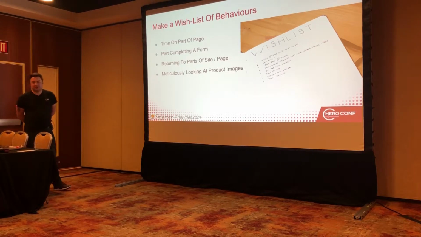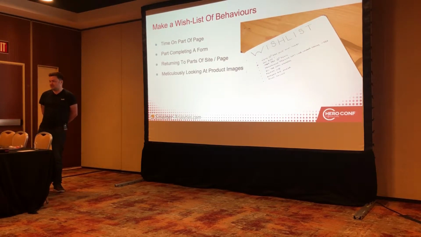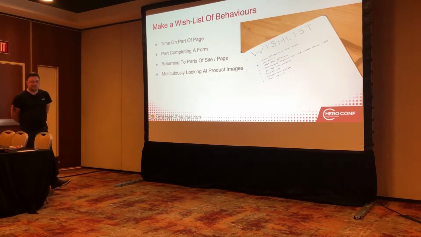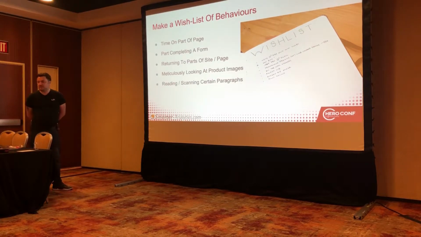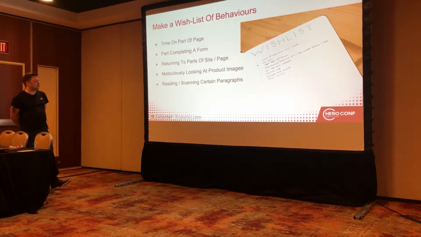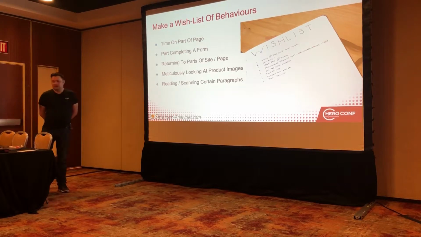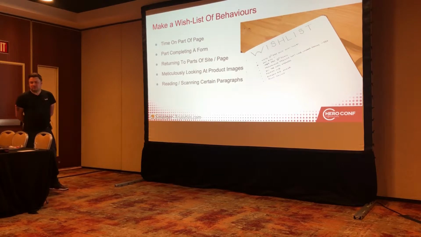Meticulously looking at product images. I've been tracking behaviors like this where people just cannot decide which variant they're going to buy. There's 3 types of blue and they can't pick one. And then they abandon the site because they are faced with too much choice. Reading, scanning certain paragraphs. By reading, I mean taking an interest, and by scanning, I mean kind of scrolling past it rather quickly. That is virtually impossible for them to have read and digested the content.